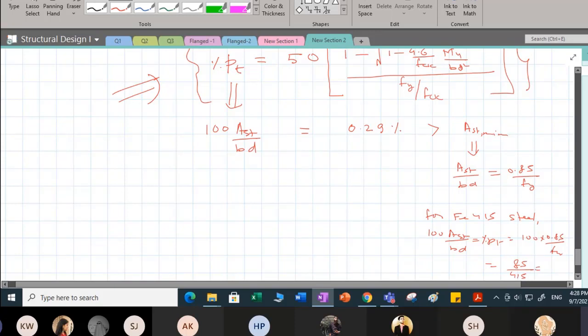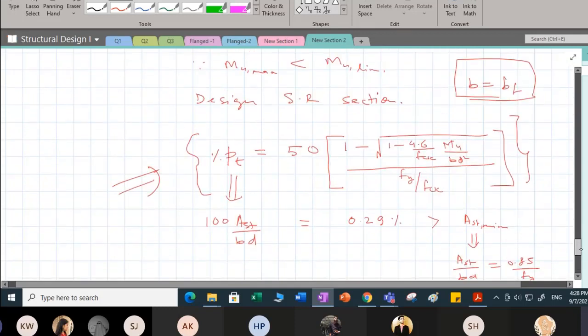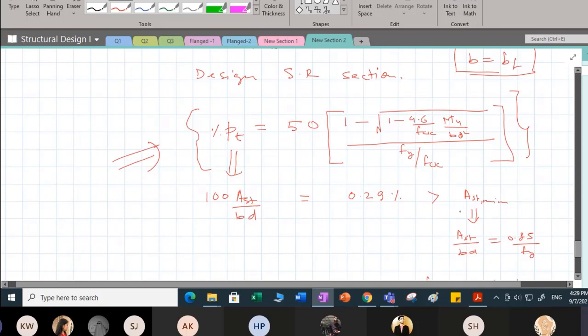So how much is it? 85 divided by 415 is 0.2048, so 0.20. So for Fe415 steel in a beam, you have to make sure that minimum percentage tension reinforcement has to be 0.2. Now what you are getting? You are getting 0.29, which is greater than 0.2 percentage.